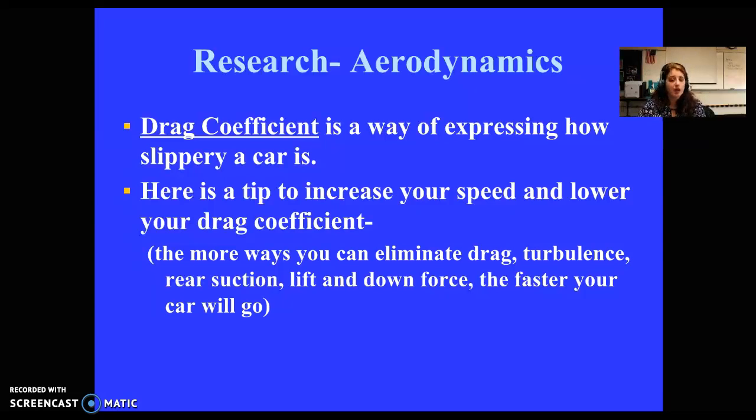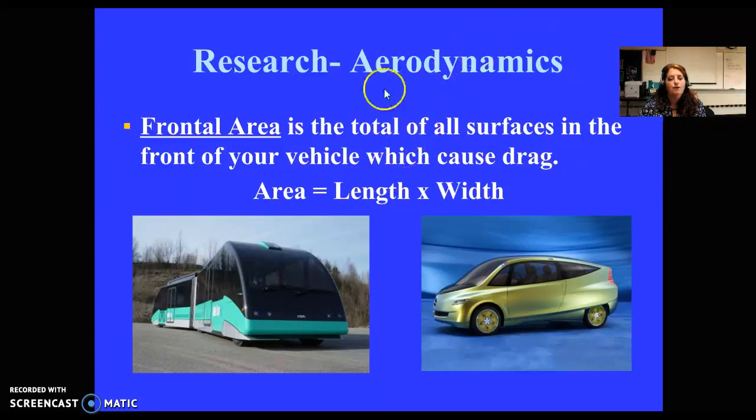I want you to be creative with this because it does not have to look like any traditional car design, but it can instead be something really fun and interesting. Now, frontal area is the total surfaces in the front of your vehicle that can cause drag. So to figure out the frontal area, you take the length and the width, so let's make the area of this rectangle here, and you multiply it, and that'll give you your area for the frontal area. The smaller number you have here, the better.